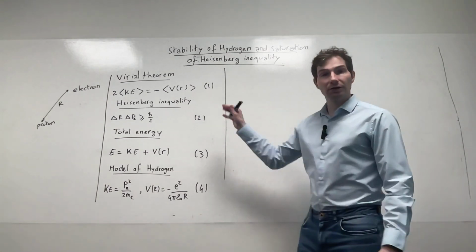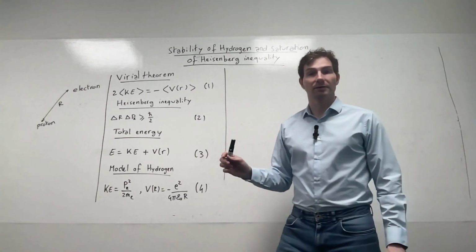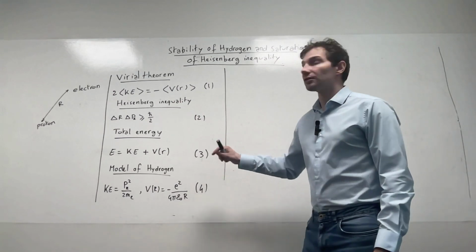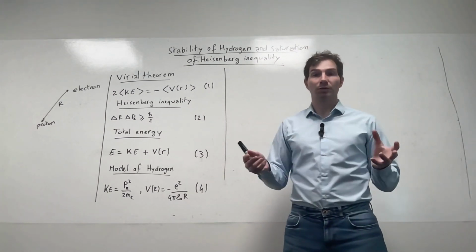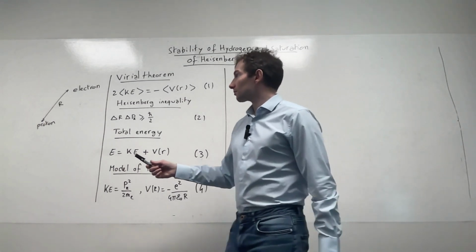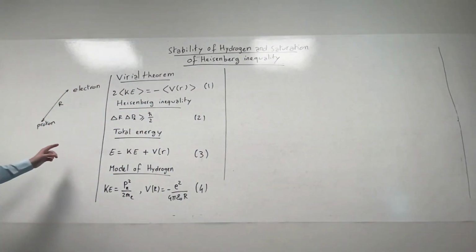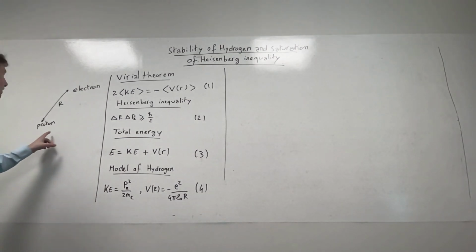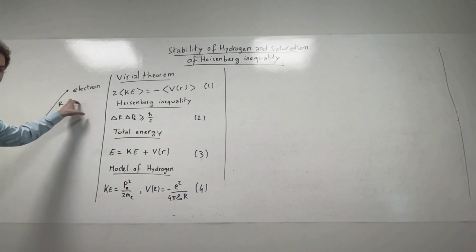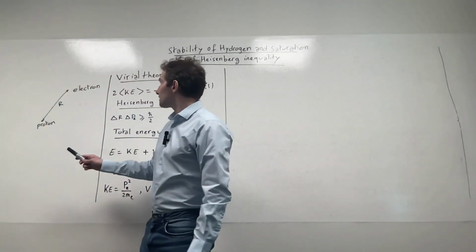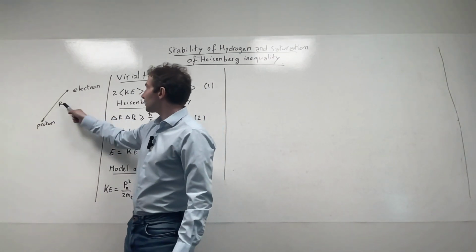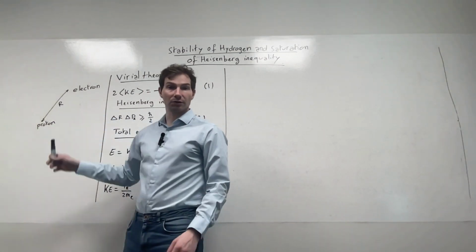Okay, so let's look a bit at what we are looking at. In general, we are looking at a system with a central potential. And this system is basically this one, where you have a proton here and an electron there, and you've got a distance r between them.